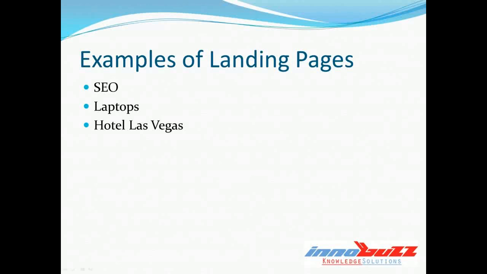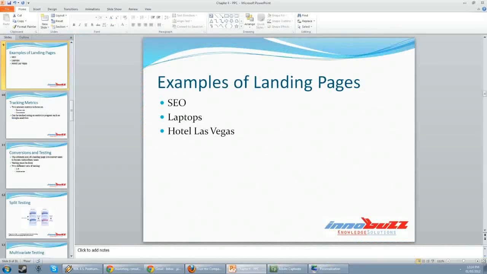And the way that I drilled up these examples is I simply searched 3 key terms in Google: SEO, laptops, and Hotel Las Vegas. So let's see what comes up. We're going to look at 9 examples. I think that's pretty fitting to see what exactly a decent landing page will be. So here's one of the SEO ones.